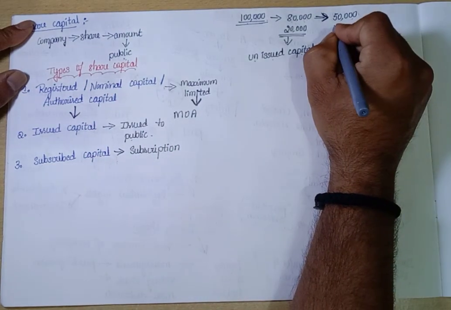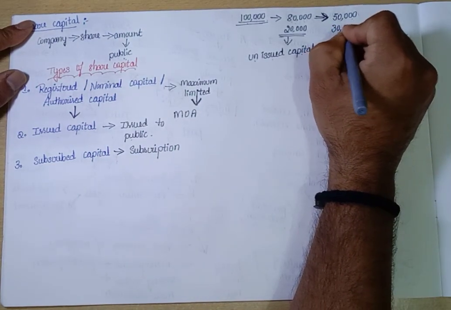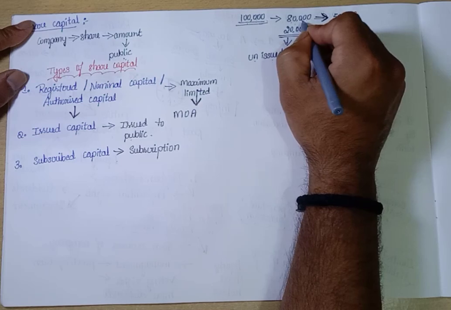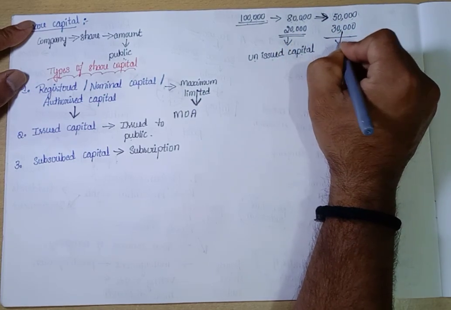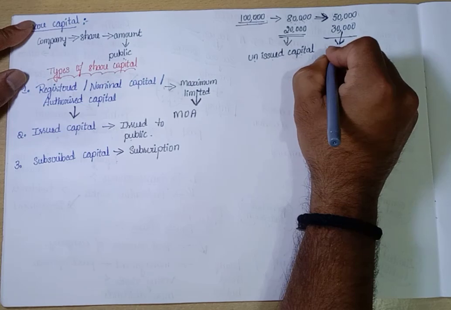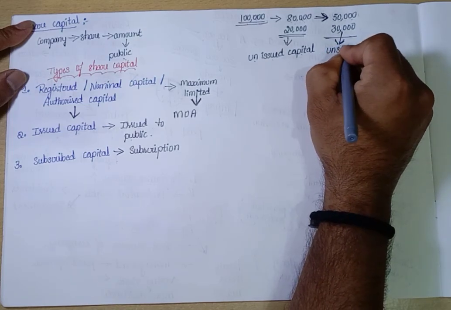Then what about the remaining 30,000? Out of 80,000 issued capital, only 50,000 is purchased. This remaining 30,000 is called unsubscribed capital.